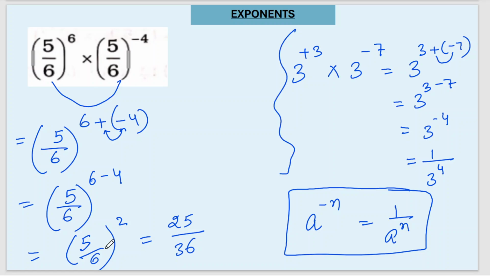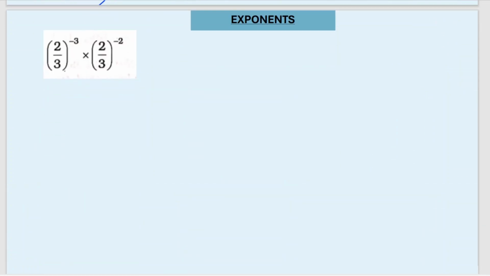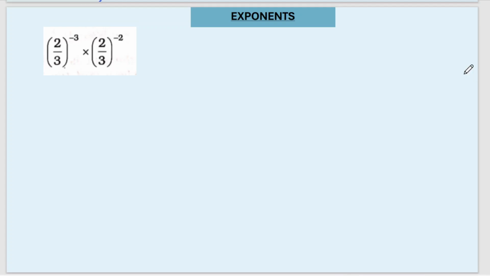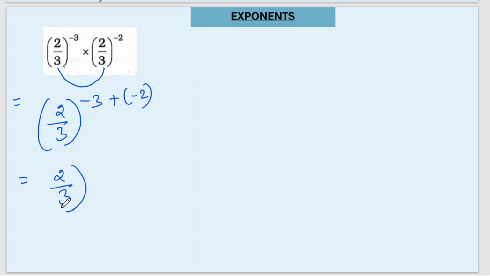So I have explained the example also, and I have explained the questions also. Now, (2 by 3) to the power minus 3 into (2 by 3) to the power minus 2. Again, we have the same base. So it is (2 by 3) to the power minus 3 plus minus 2. So it is (2 by 3) to the power minus 3 minus 2. So it is (2 by 3) to the power minus 5.